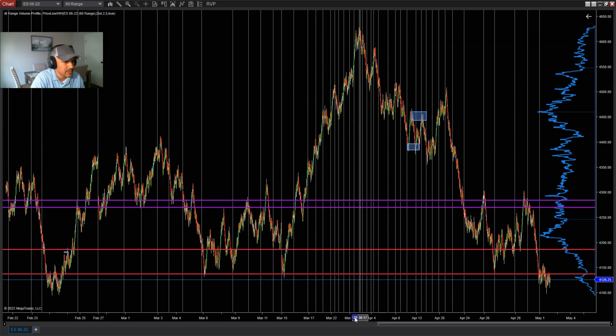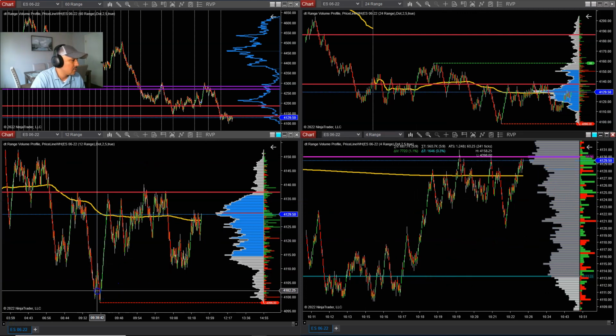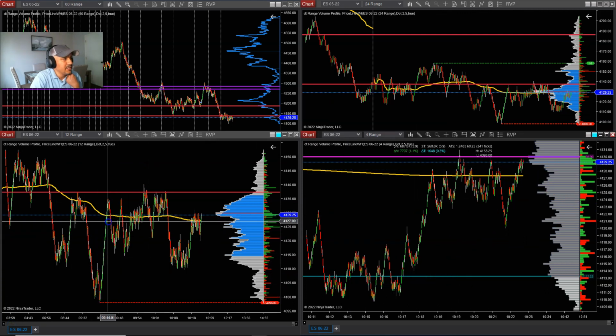All right. So let's see. So I'm scaling down. I scale down and look at my 12 range. We started breaking into some structure here.